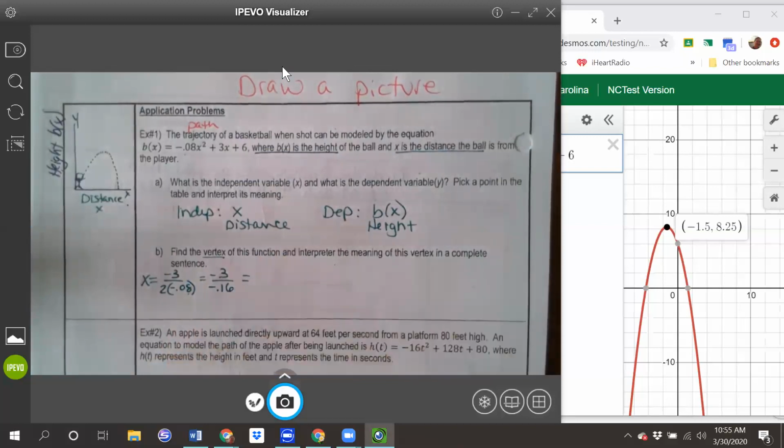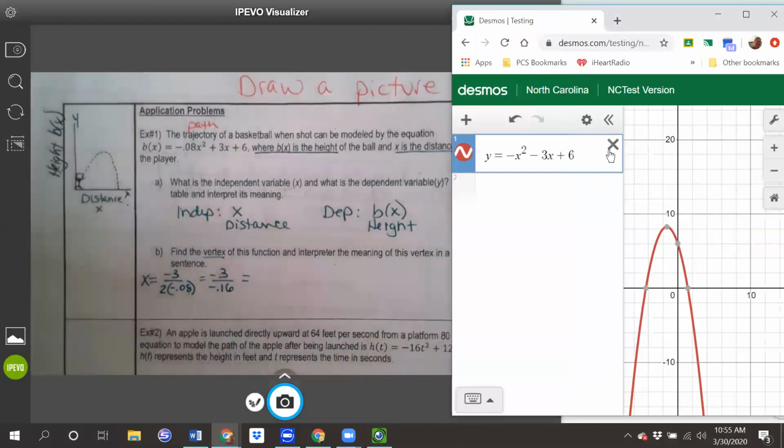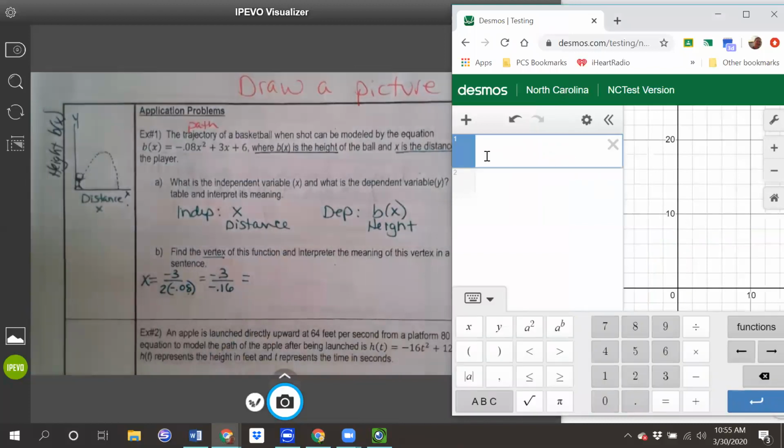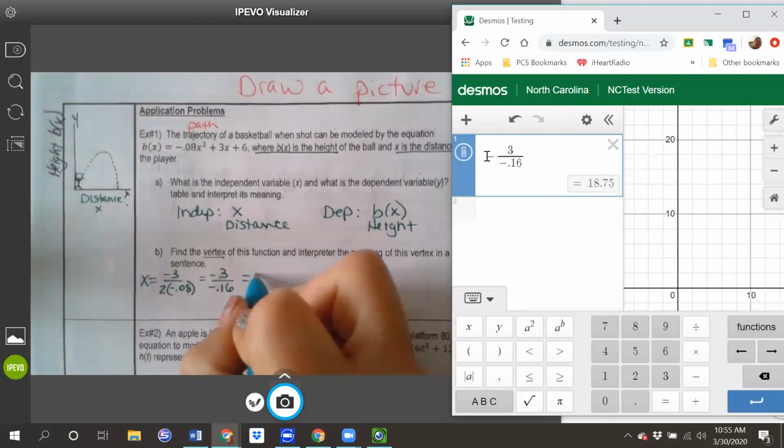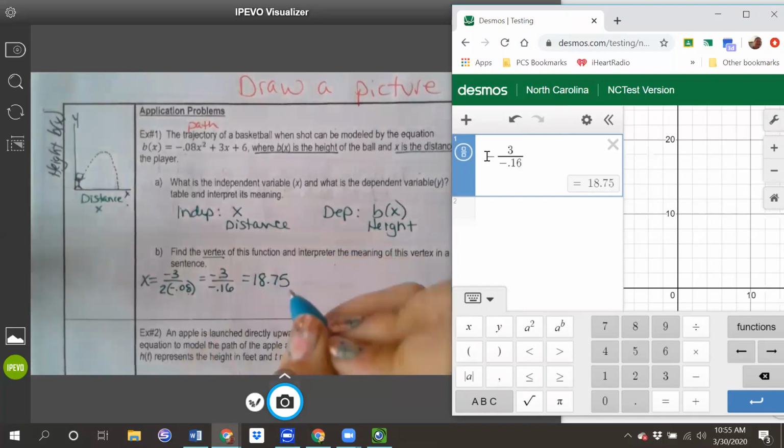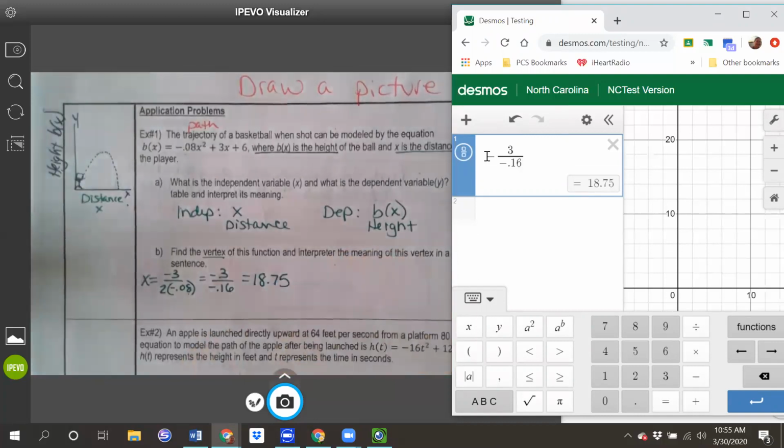And if you don't have a calculator in front of you, remember your Desmos can do that. So -3 divided by -0.16, and that is going to give me 18.75. Okay, so what does that mean?